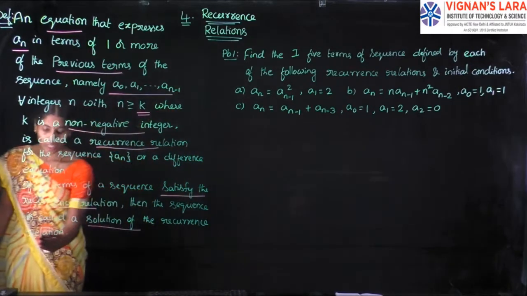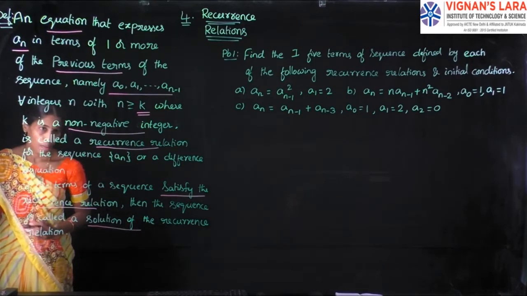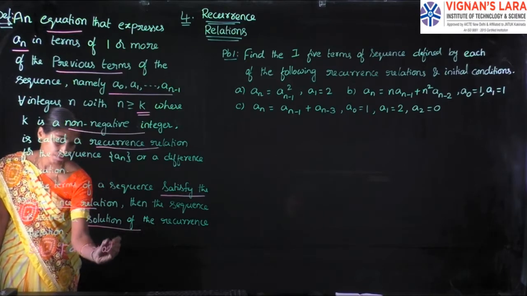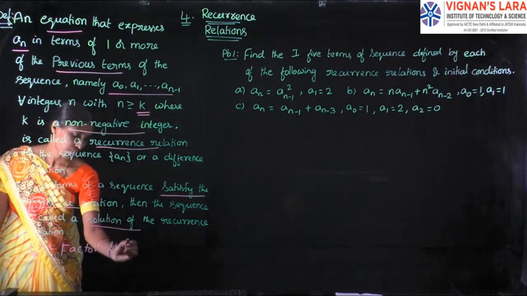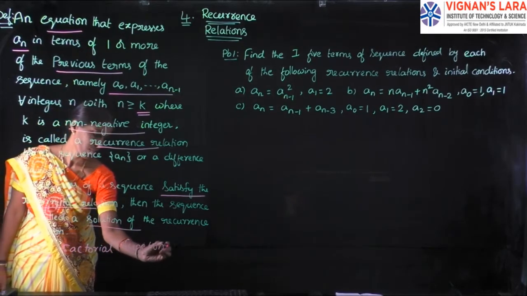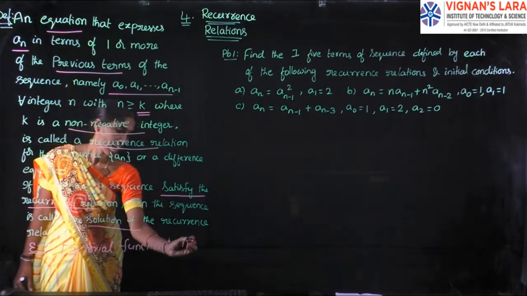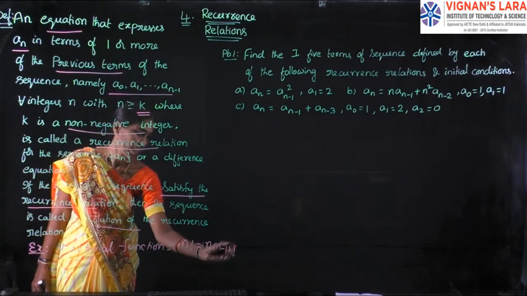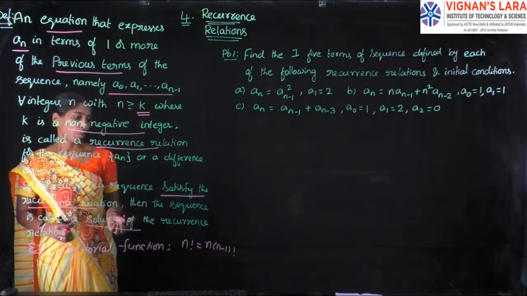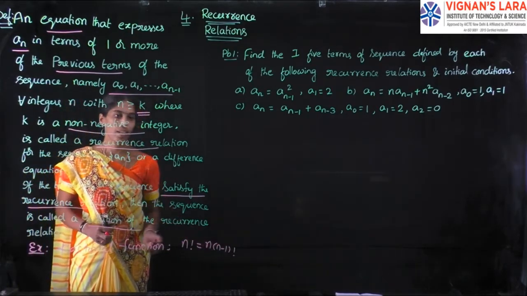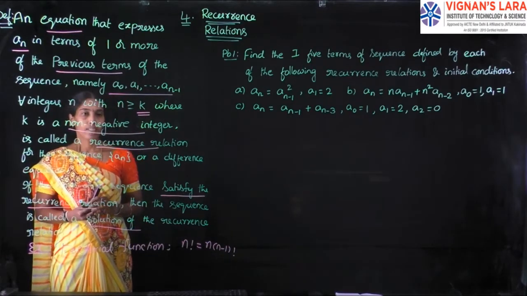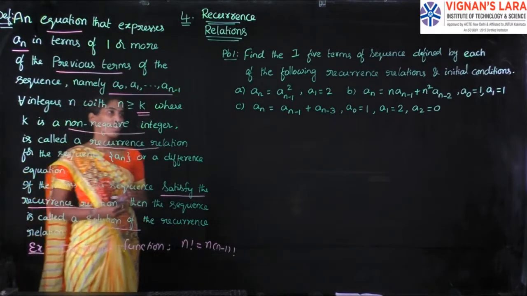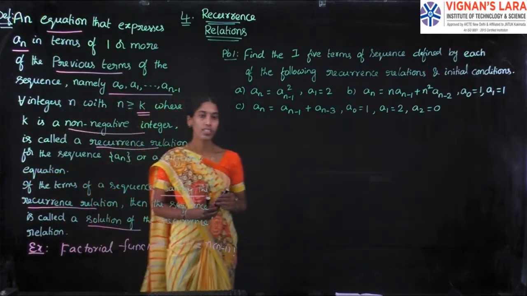An example of a recurrence relation is the factorial function, right? To find n factorial, we express it as n into n minus 1 factorial. Like an can be calculated as n into an minus 1. So to calculate 6 factorial, we use 6 into 5 factorial. That is, expressing an using its previous terms, we call it a recurrence relation.